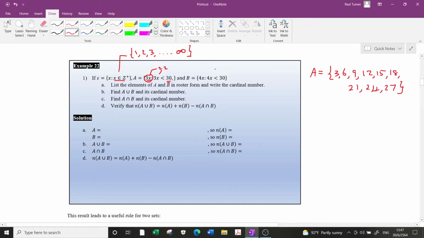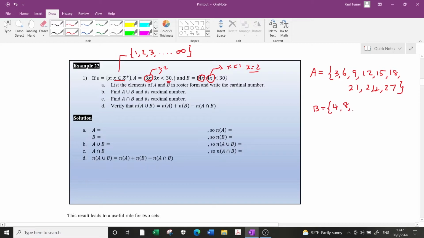Set B, if x is 1, 4 ones are 4, and that's less than 30, good. So we write the number 4x. So that means we write 4 as the first number. If x is 2, 4 2s are 8. 8 is less than 30. So we write the number 4 times 2, which is 8. So we have 4, 8. And you can see these will be the multiples of 4, which are less than 30.